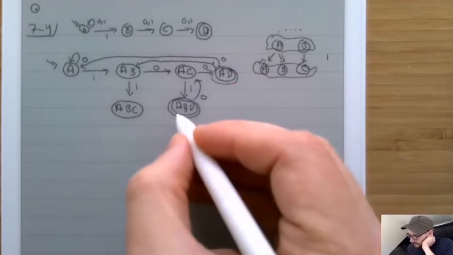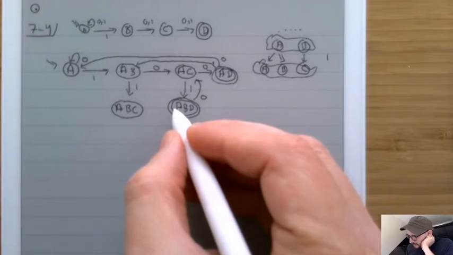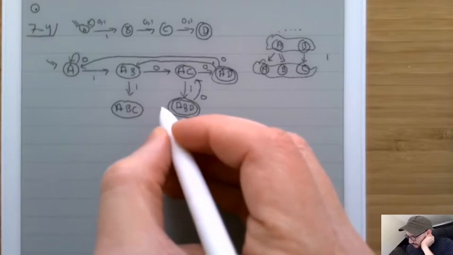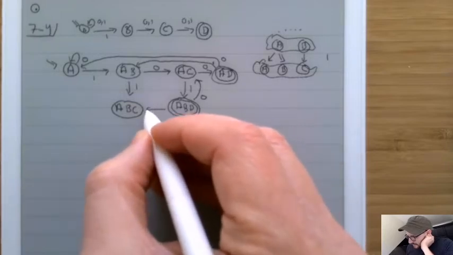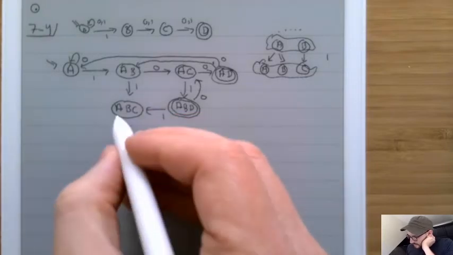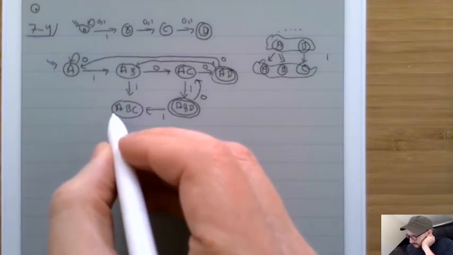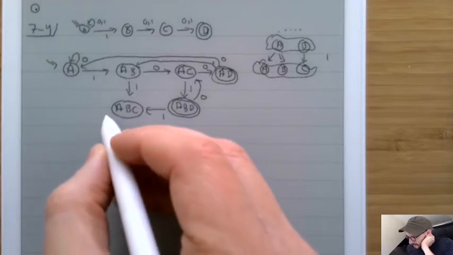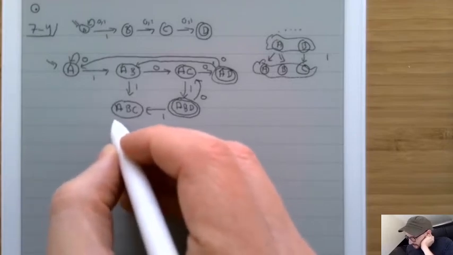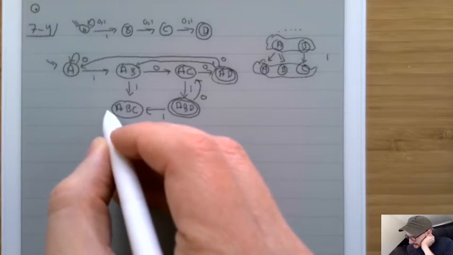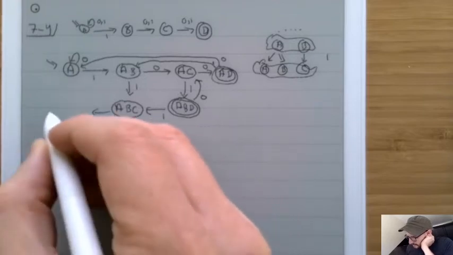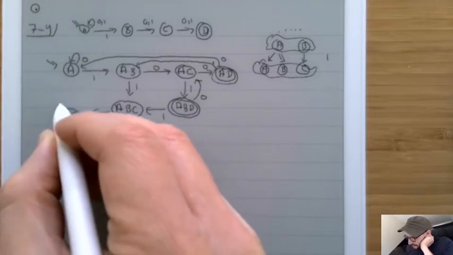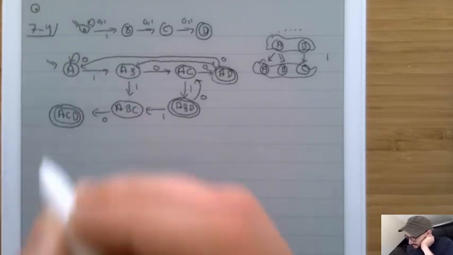And what about a 1? On a 1, A would go to AB, B would go to C, and D would go nowhere. So therefore on a 1, we'd go to ABC. What about ABC? On a 0, A would go to A, B would go to C, and C would go to D. So therefore, on a 0, we would go to ACD. 0 brings us to ACD, which would be accepting, because it's a D state.